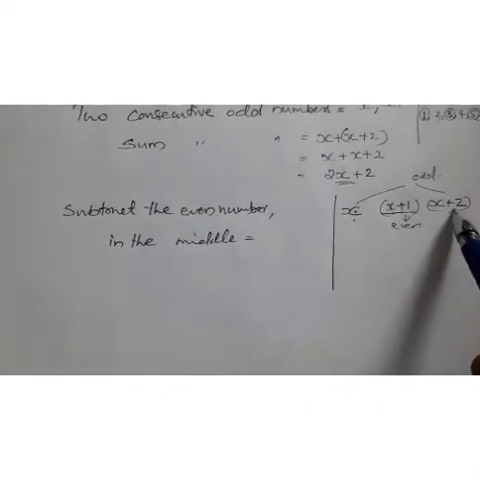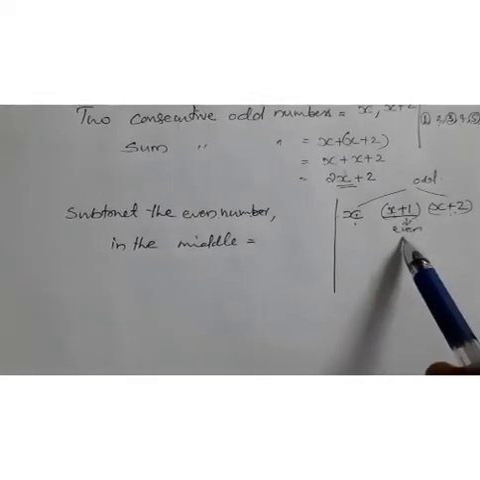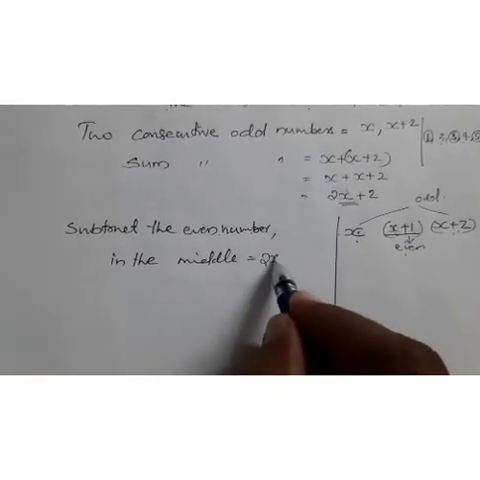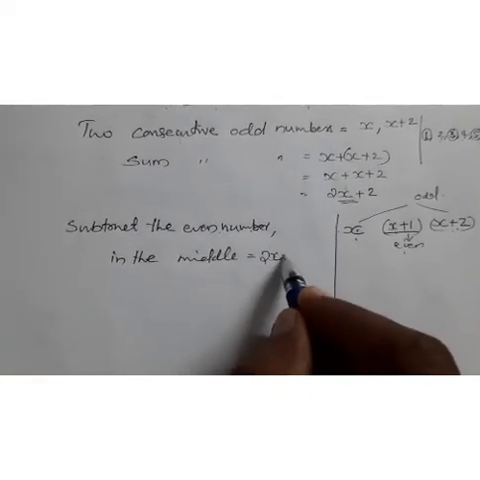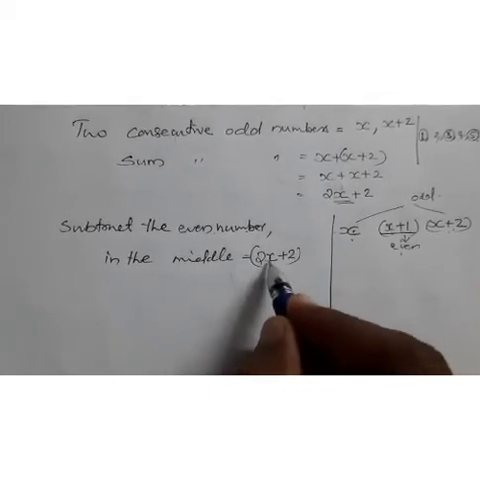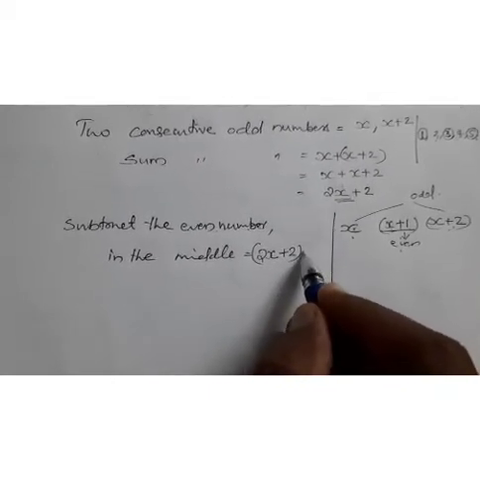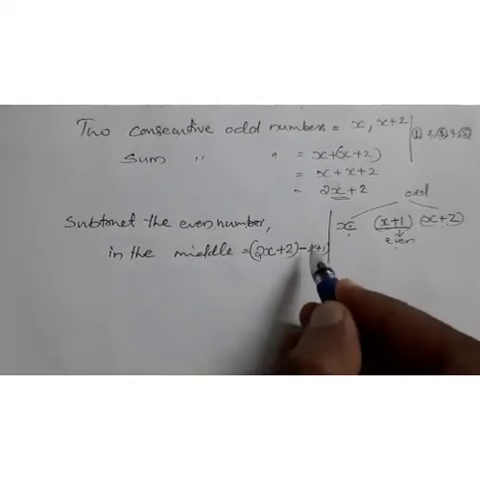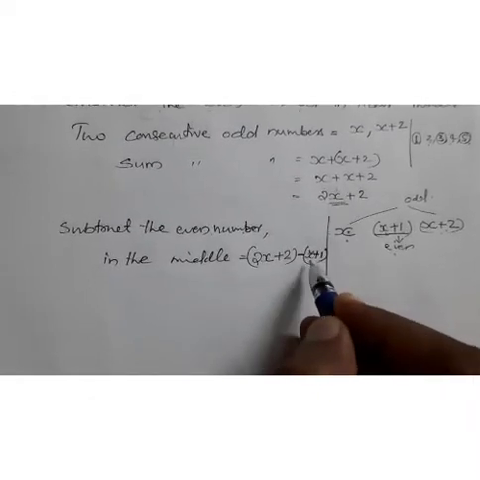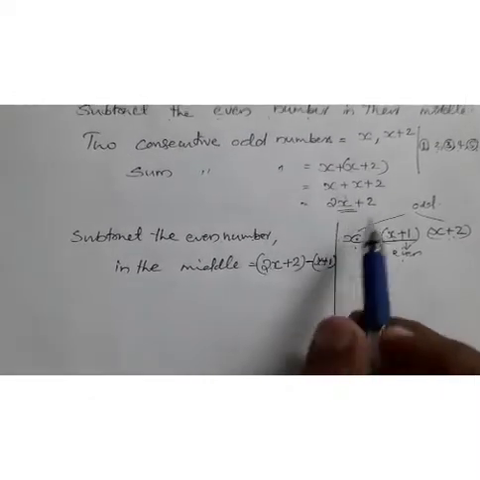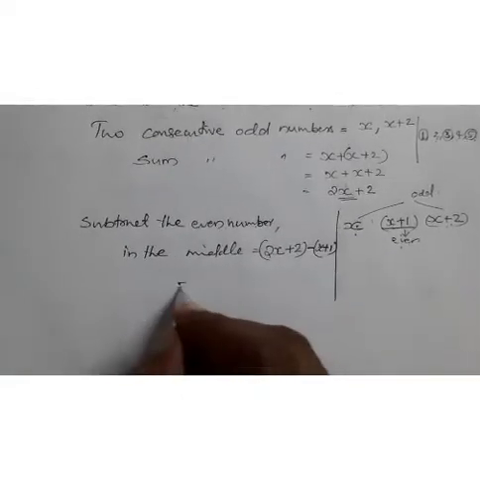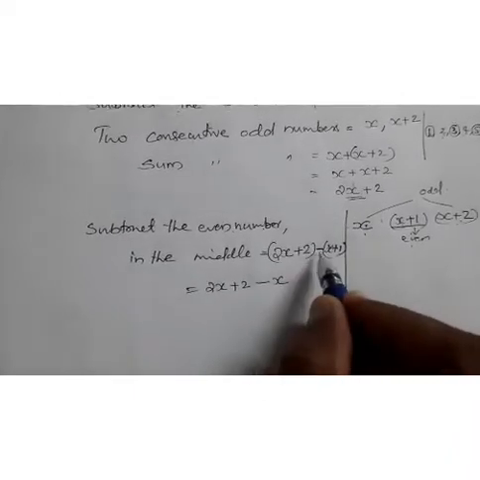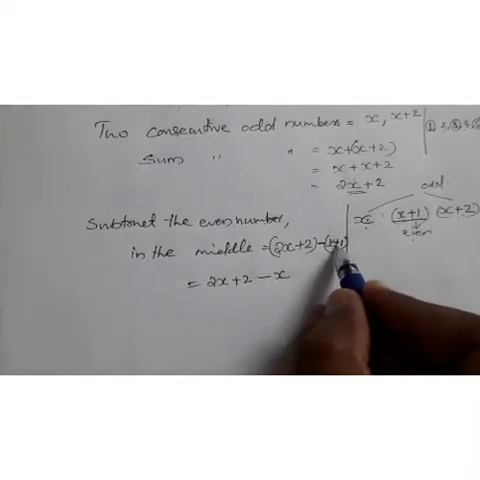So these are the two odd numbers. The middle number is x plus 1, that is the even number. That should be subtracted from this number. So 2x plus 2 is the sum of the two consecutive odd numbers. You have to subtract which one? x plus 1, you have to subtract it. That is the even number in the middle of the two consecutive odd numbers. So you will get 2x plus 2 minus x, minus into x, minus x, minus into plus 1, again it is minus 1.